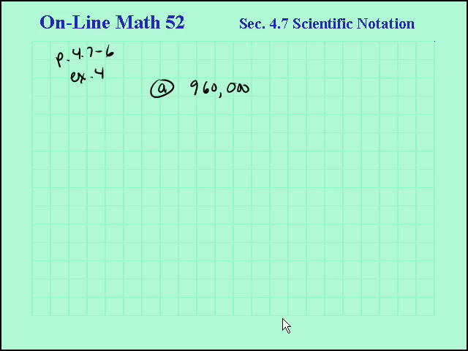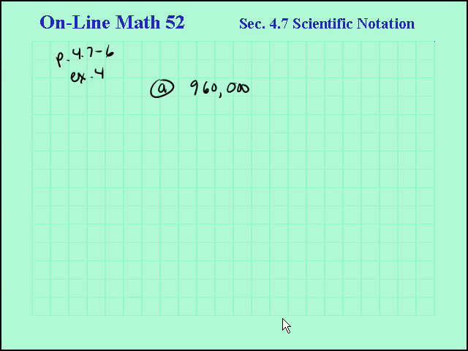960,000. We would consider this to be a large number, and we'll be able to write it in scientific notation. They don't always look all that simple when they're written that way, but to a scientist, that would be the kind of numbers that they would want to work with.